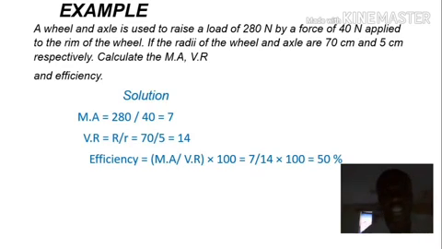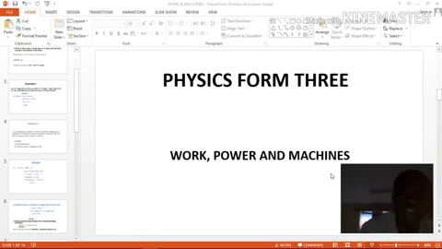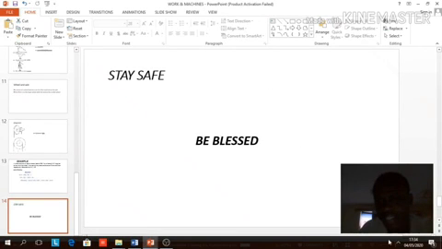Solution. Mechanical advantage is load over effort. The load is 280 Newton, effort is 40, so 280 over 40 gives 7. Velocity ratio is capital R over small r, which is 70 over 5, and you get 14. Therefore, efficiency is mechanical advantage over velocity ratio times 100, that is 7 over 14 times 100, and you get 50%. Do more revision on the same, and please stay safe at home.